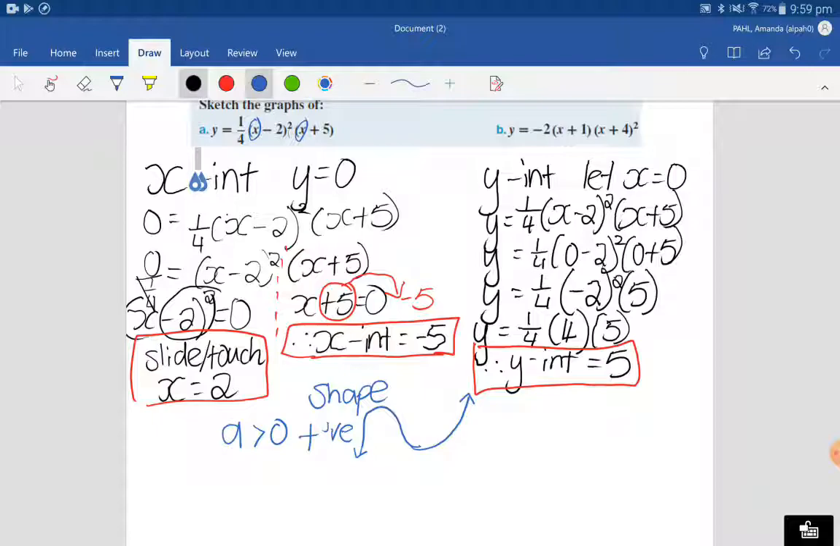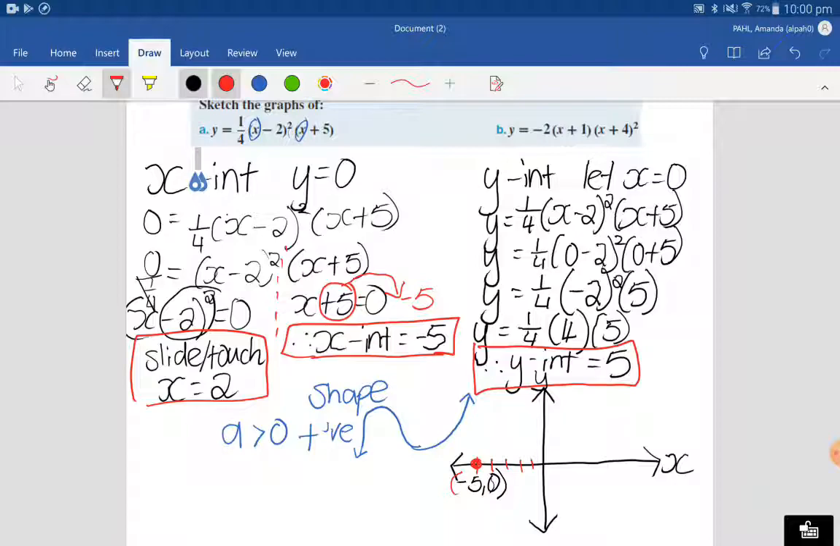Last thing we need to do is sketch it. Now obviously if you have a ruler, you would use a ruler. We always label our x and y intercepts, and we always plot and then label our significant points. So we had an intercept at −5. So 1, 2, 3, 4, 5. We put a dot and we always label it. (−5, 0). So this is one feature here.